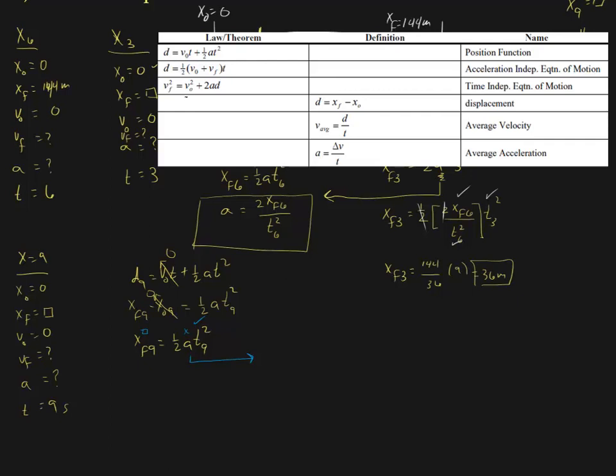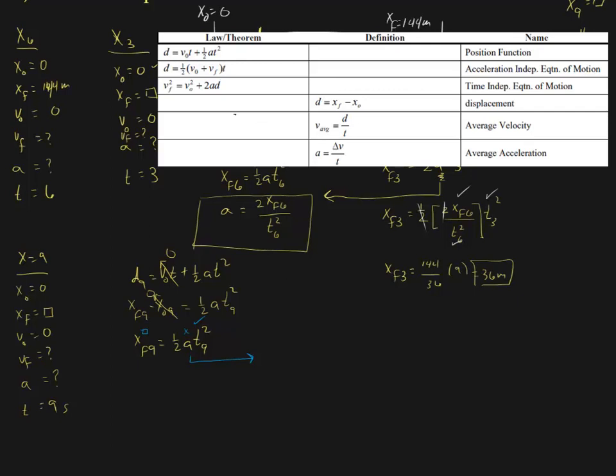So that's going to force us to make things more complicated to finally get to our answer, because we're going to have to find a substitution to get rid of v final. And how would you do that? That would be by using the average acceleration equation.